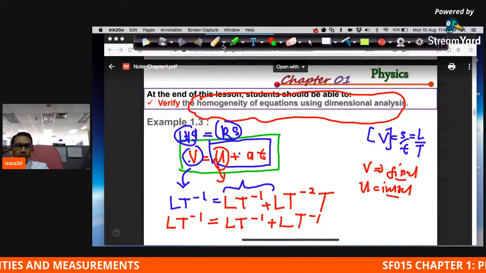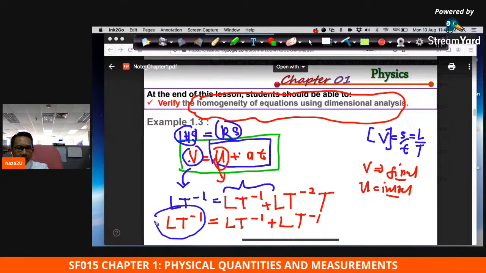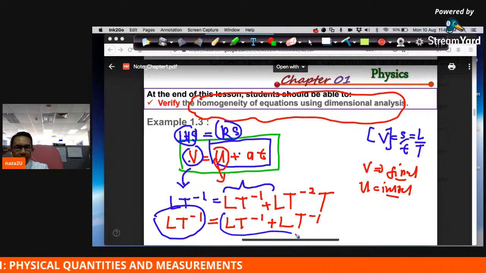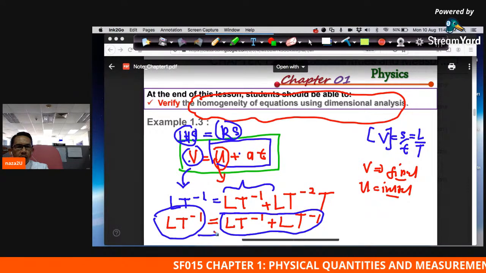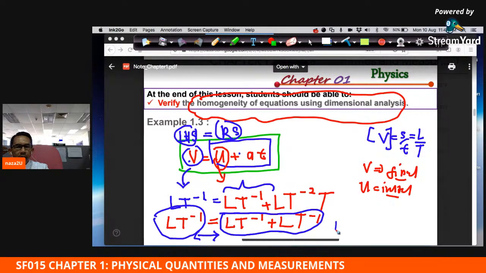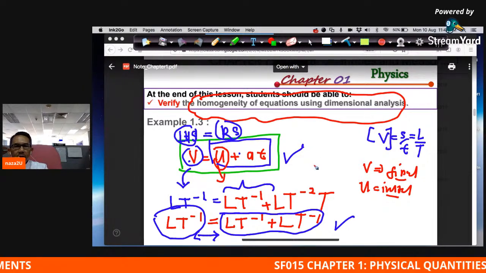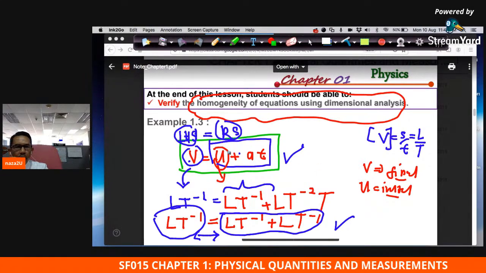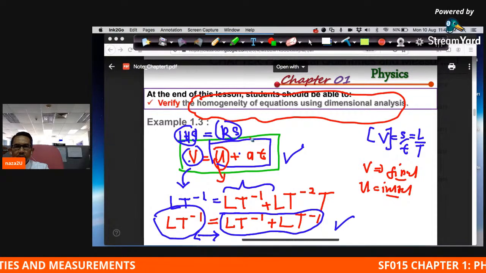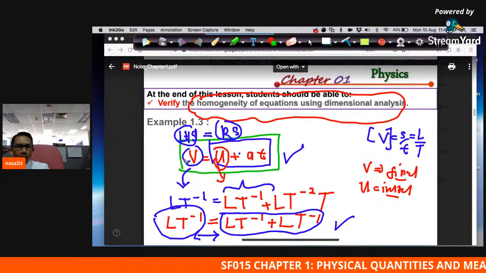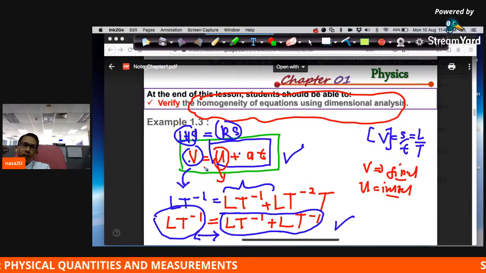So if you compare the left side and the right side here, we have the same dimension. So meaning ini membuktikan bahawa rumus ini adalah betul. Equation, this is a correct equation. This is the process how you can use homogeneity of equation using the dimension analysis that you can prove that the equation atau persamaan itu betul ataupun salah.